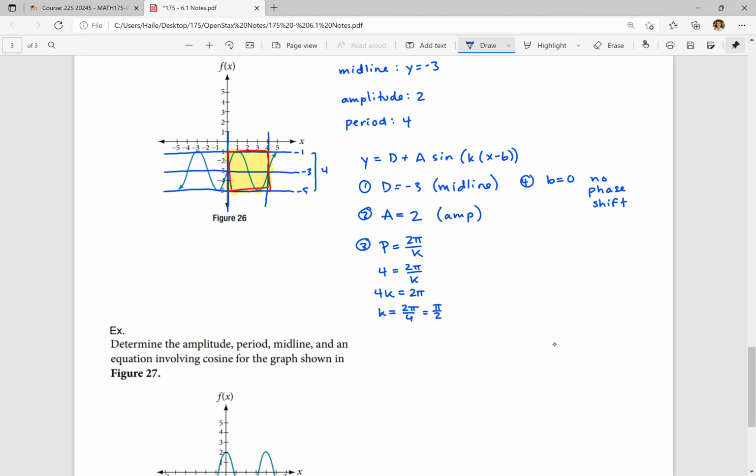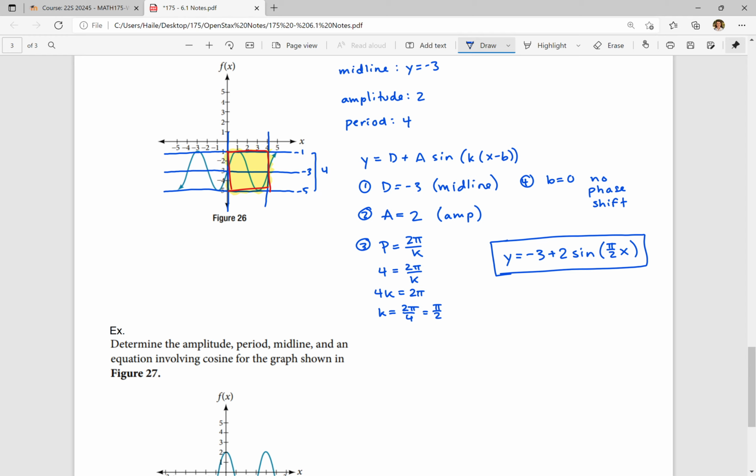Okay, so I've found all the letters in my equation. To write the final equation, I just need to sub them all in. So I can substitute -3 for D, +2 for A, and then I have the sine of pi over 2 times x because B is 0. So this is my final equation for the graph.